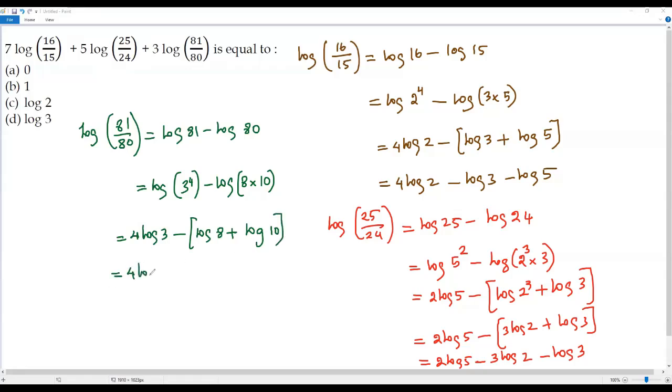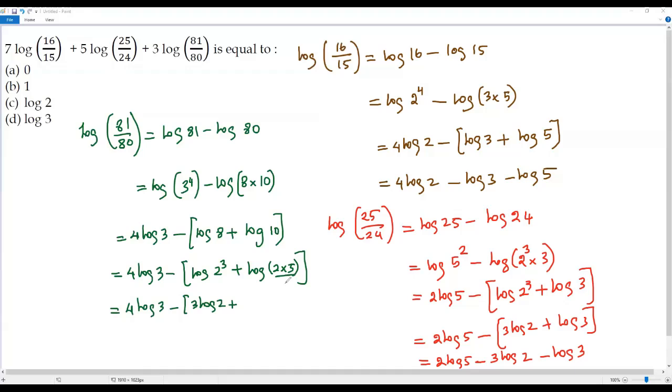Okay, so 4 times log 3 negative, but still we didn't get the numbers in terms of its prime factors. So we can write 8 as 2 cube, that is, 8 can be written as 2 cube positive. Log 10 can be written as 2 times 5. Okay, in the next step, 4 times log 3 negative. So this 3 can be moved in front of the logarithm. I get 3 log 2 positive.